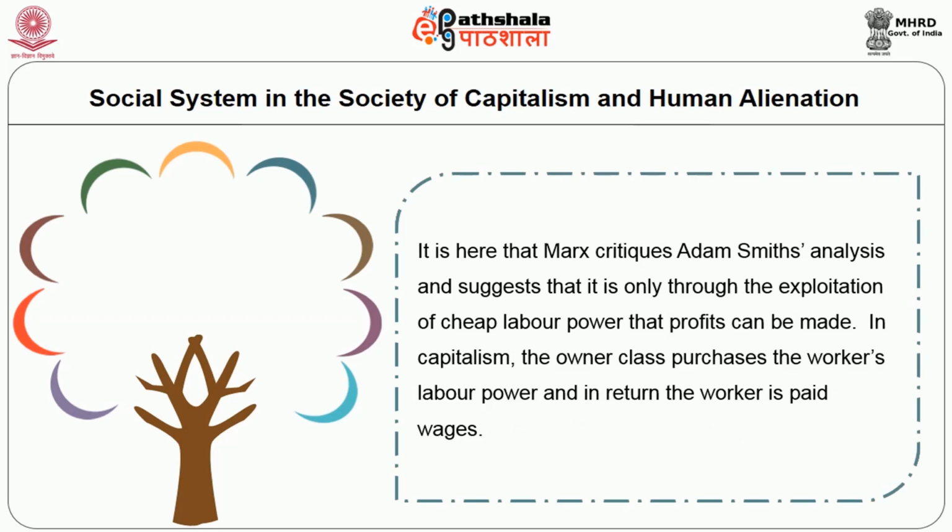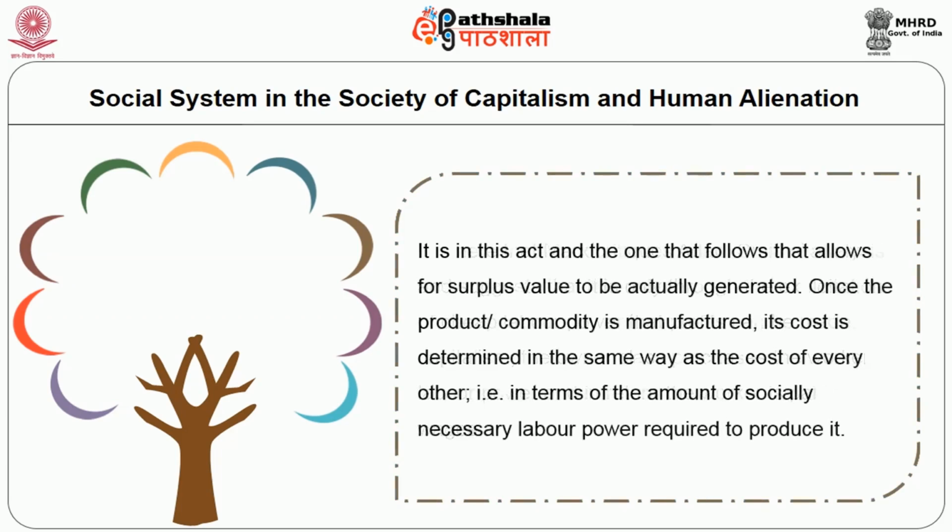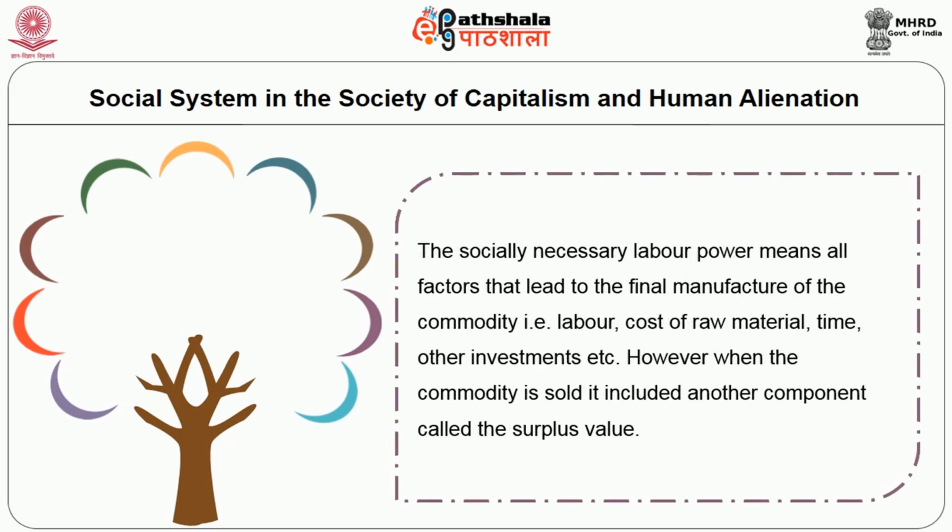In capitalism, the owner class purchases the worker's labor power. In return, the worker is paid wages. It is this act and the one that follows that allows for surplus value to be actually generated. Once the product or commodity is manufactured, its cost is determined in the same way as the cost of any other, that is, in terms of the amount of socially necessary labor power required to produce it. The socially necessary labor power means all factors that lead to the final manufacture of the commodity, that is, labor, cost of the raw material, time, other investment, etc.